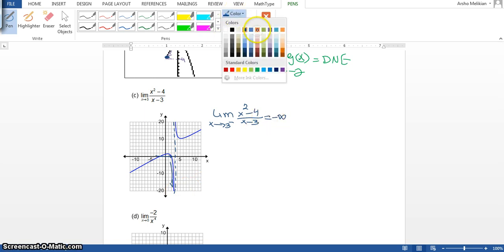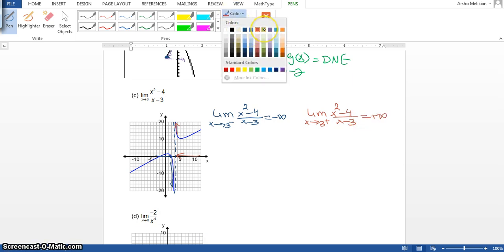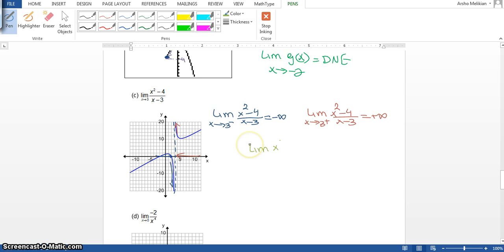From the opposite side, as I'm approaching 3 from here, where's the graph going now? Up to positive infinity. Therefore, the limit here does not exist as x approaches 3.